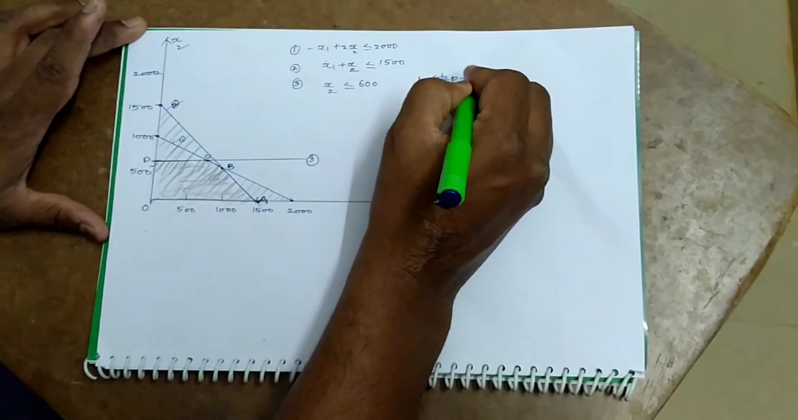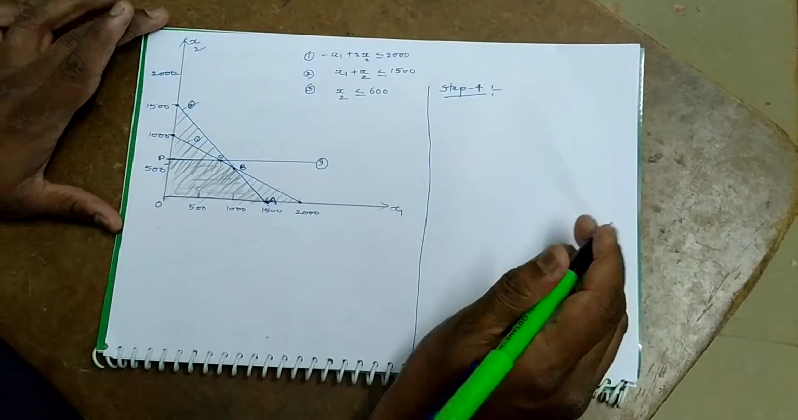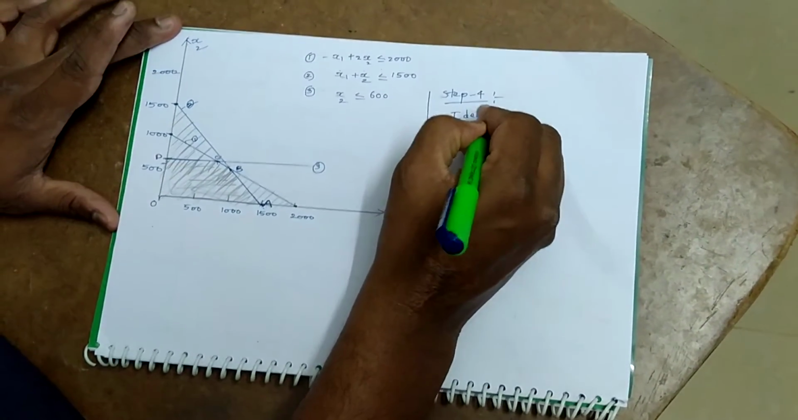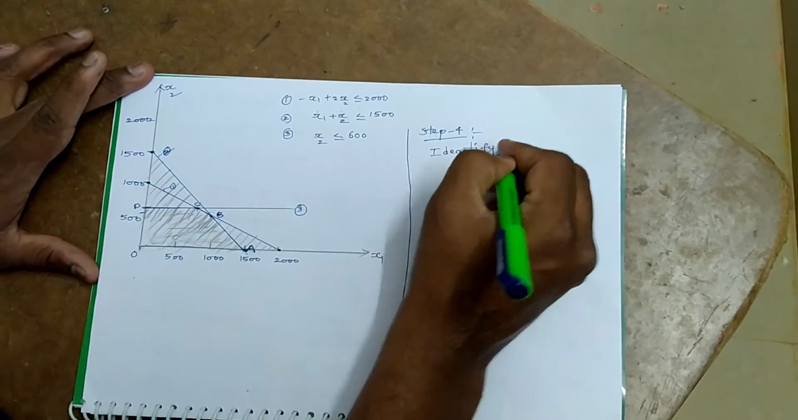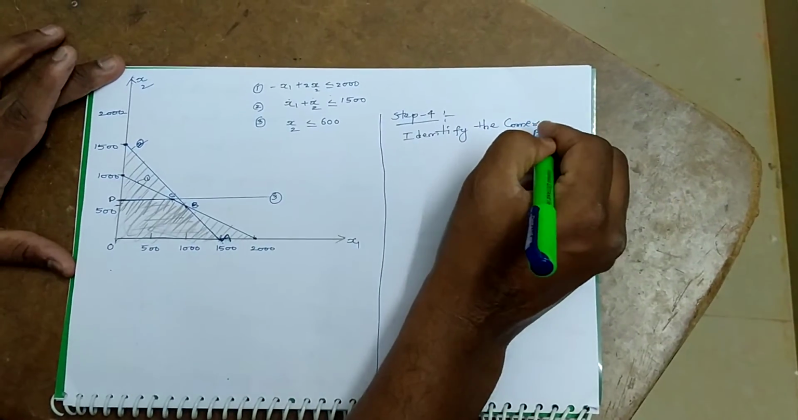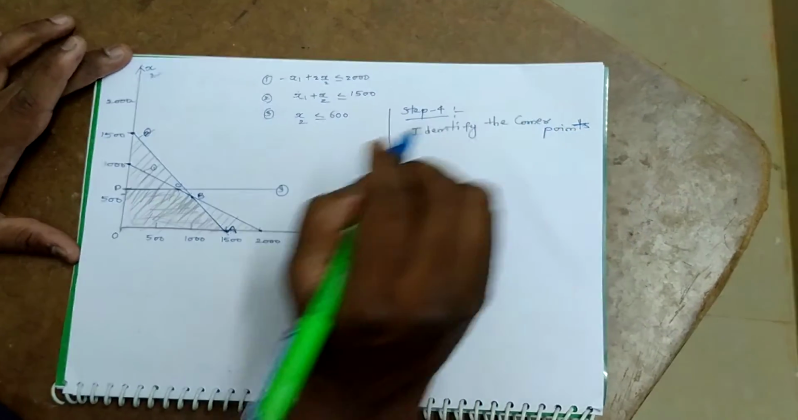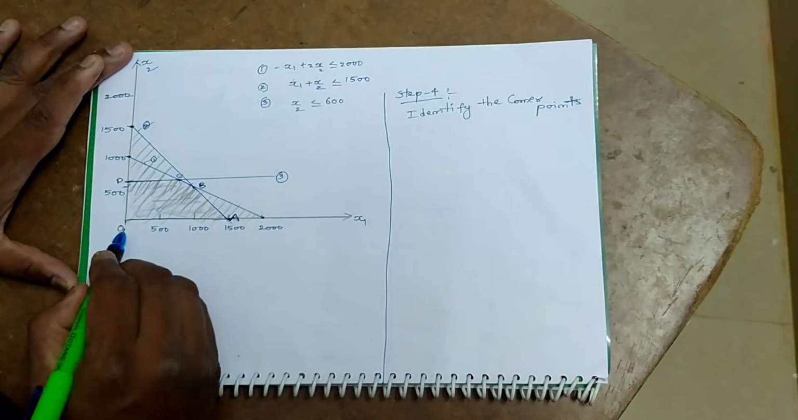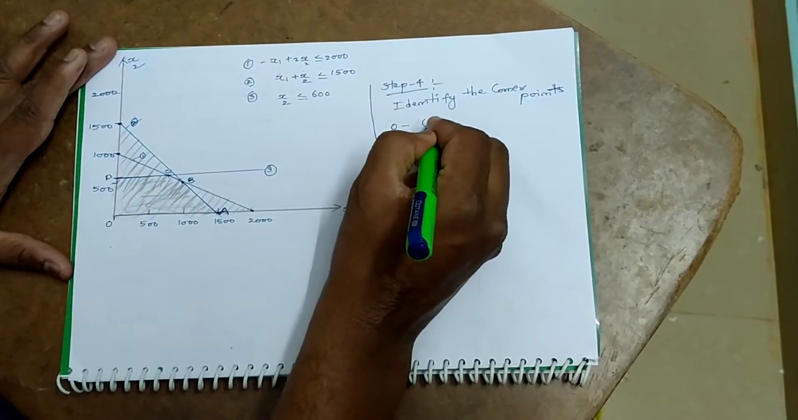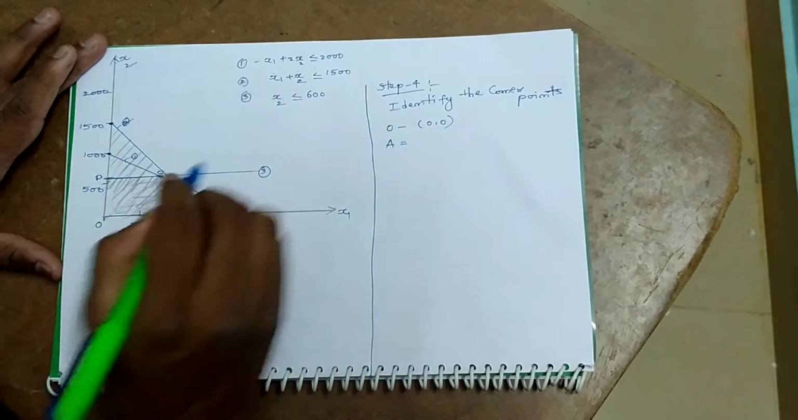Now the third step is over. Let us move on to step 4. In step 4 we need to identify the corner points. Just now I told you, corner points are the points obtained by the intersection of lines. O is the common origin, it is (0, 0). If you take A, it's a corner point.